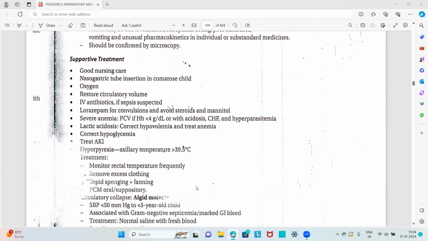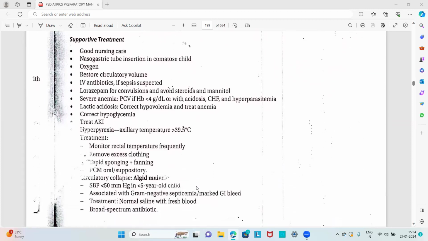Then what is the supportive treatment for malaria? Good nursing care, nasogastric tube insertion in the comatose child, oxygen supplementation, restoring the circulatory volume by IV cannulas, IV antibiotics if sepsis is suspected, lorazepam for the convulsions, and avoid steroids and mannitol.